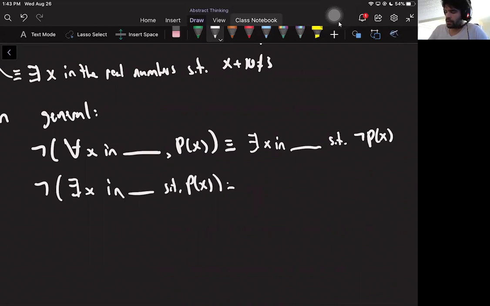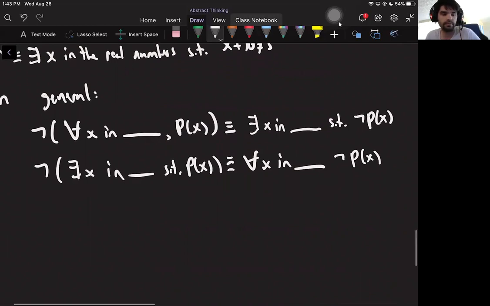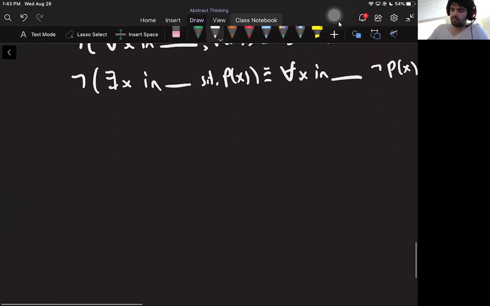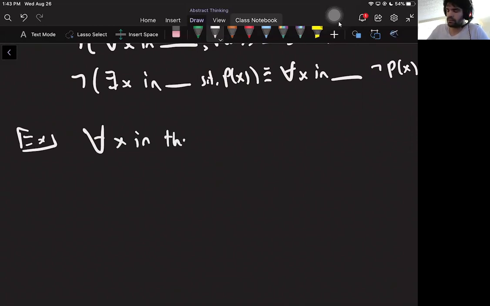If you negate a there exists, it becomes a for all, and then you negate the predicate. Okay, so let's apply this to another example. If I say for any x in the real numbers, and then I say something happens, x squared is bigger than x.